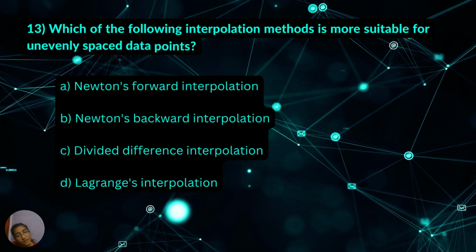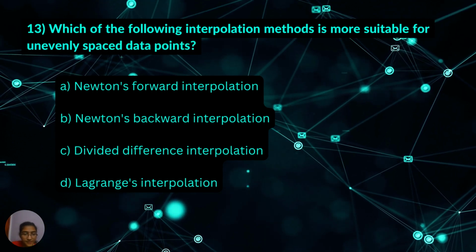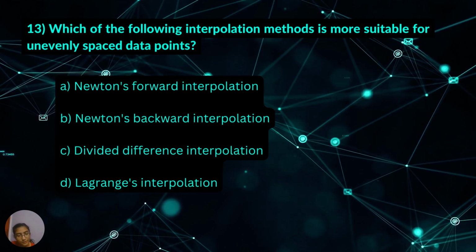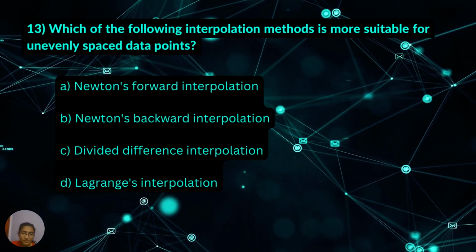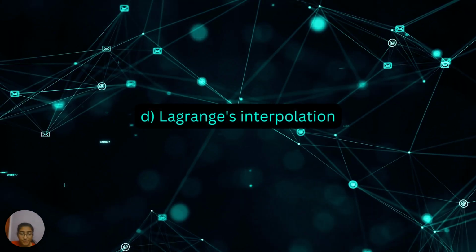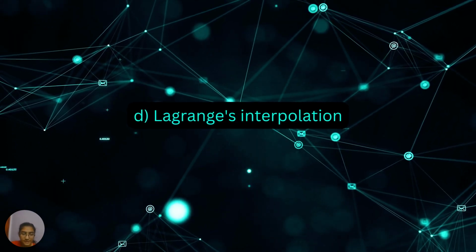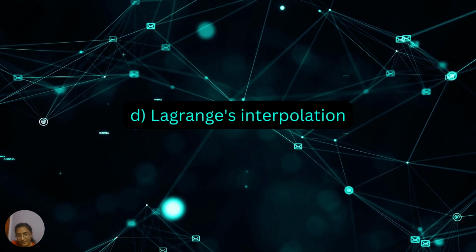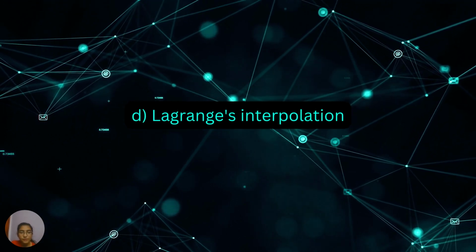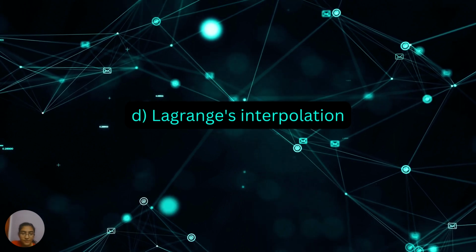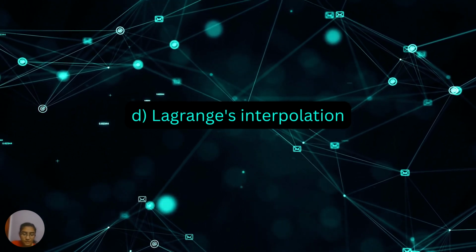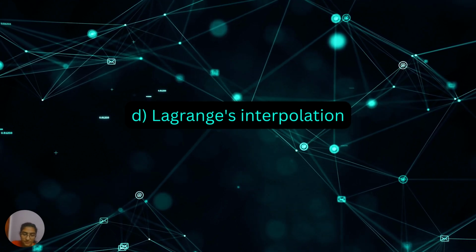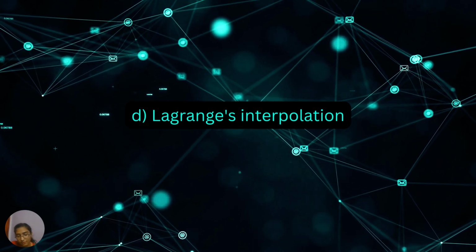Why? For unevenly spaced data points, I have already discussed in the video, Lagrange interpolation is used. For Newton forward and backward, the data points should be equally spaced. It is the property. If it is not equally spaced, then it won't work. So for that reason, Lagrange interpolation is more used because it is more suitable for unequally spaced data. So the answer is D, Lagrange interpolation.